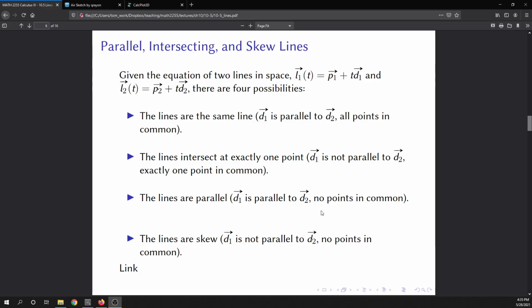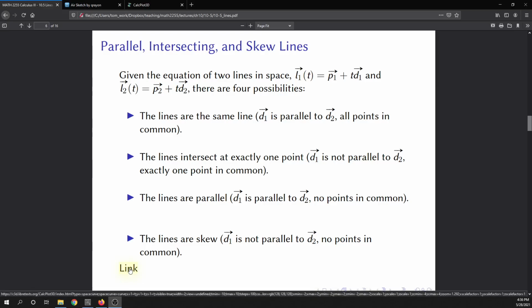But the fourth possibility here that you cannot have in the plane is that the lines are skew. Skew lines are lines that are not parallel to each other, but they also do not intersect. So that one is new for lines in space. Remember, we're talking about a three-dimensional space, and lines are one-dimensional objects, so that gives them another dimension of wiggle room to not intersect each other. There's more room to maneuver in space than there is in the plane. So you can have two lines that aren't parallel but don't intersect each other either. You cannot have that in the plane.